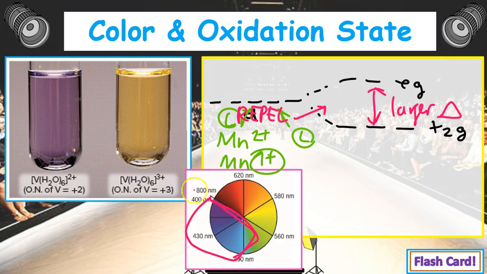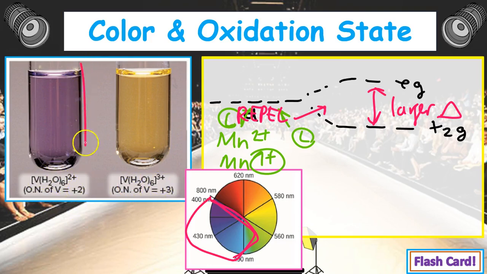So let's go ahead and get into an example. Here we have a purple solution, and here we have a yellow solution, and it's based off of the different oxidation states of the element vanadium. So we have our complex ions. We have V(H2O)6 2+. The oxidation state of vanadium is simply 2+ because H2O is 0, monodentate and neutral. H2O is neutral here as well, so the vanadium is going to be 3+ here.